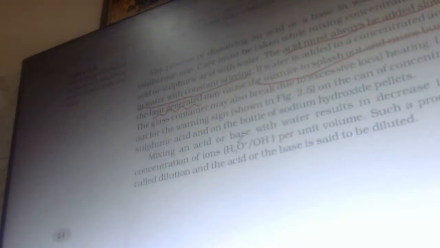HCl. Okay, this is fine. Aqueous solution conducts electricity, fine. Dilute acid, recommended that acid should be added to water, that is also fine. How does the concentration of hydronium ions change when an acid is diluted? Concentration, that's fine. pH gets increased or reduced. Concentration of hydroxide ions when a base is diluted, that's also fine.